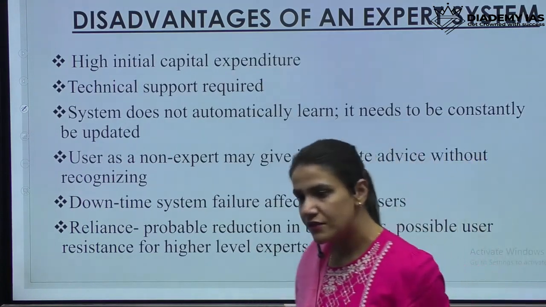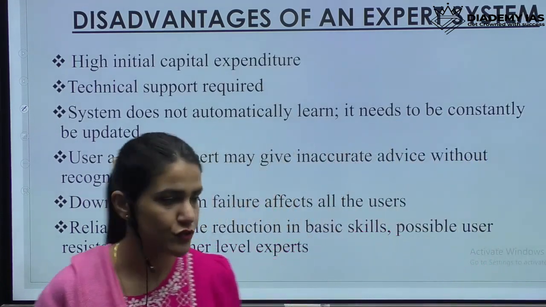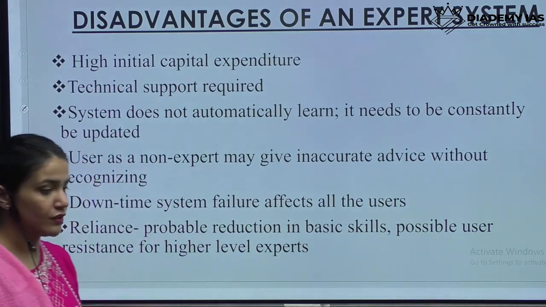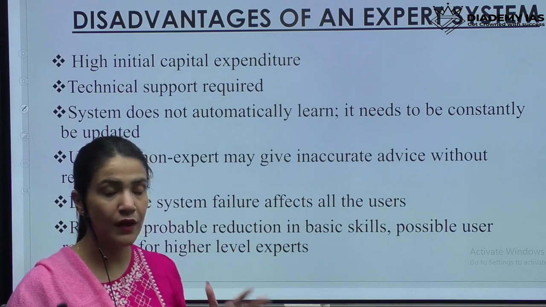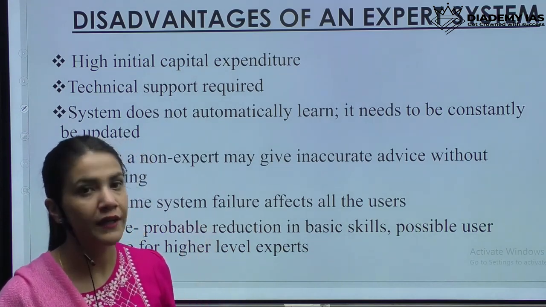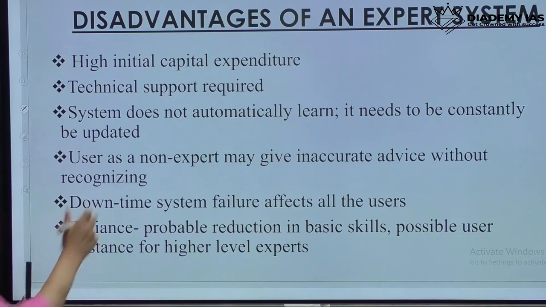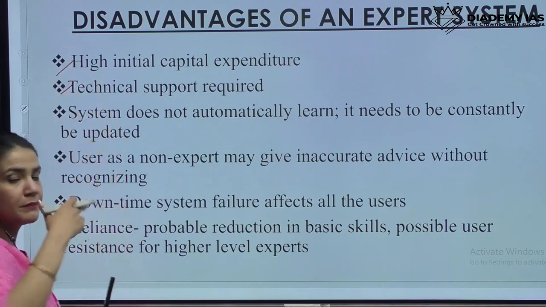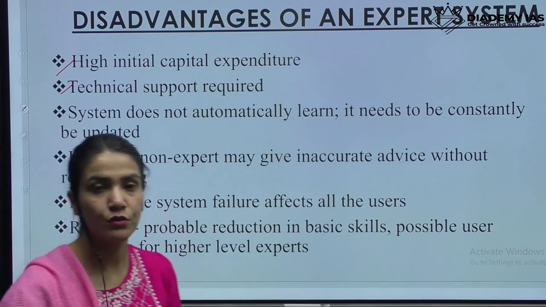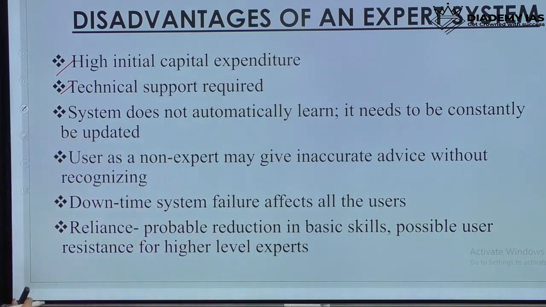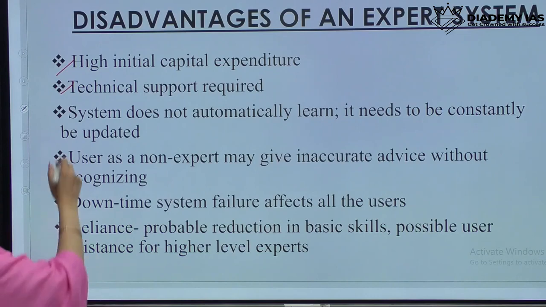Now with the advantages, there would definitely be some disadvantages also. What are the disadvantages? High initial capital expenditure. And definitely, to implement or install an expert system is not that easy, right? Technical support is always required. It's a machine, so you can expect those kinds of technical errors coming. A system does not automatically learn. It needs to be constantly updated.